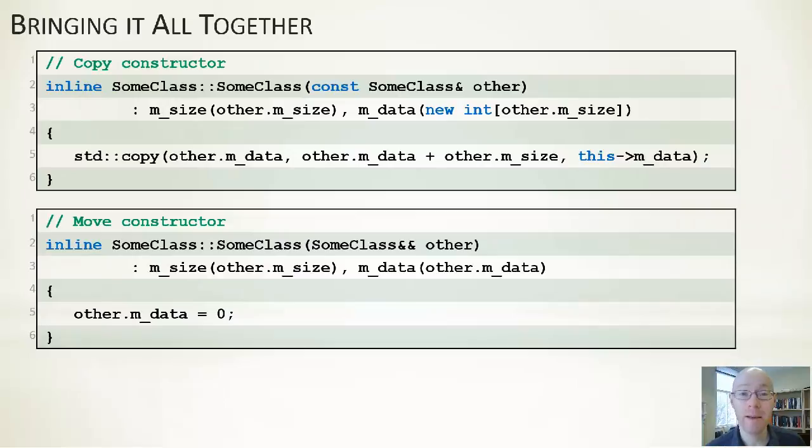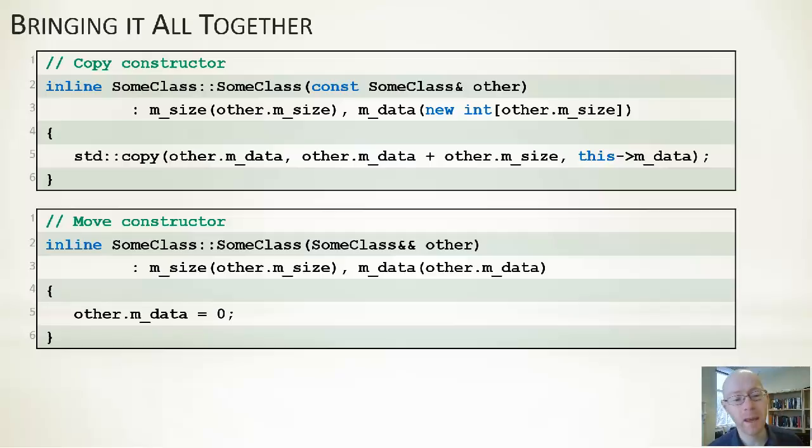For the copy constructor, we can see this here. We pass in a constant reference to another class. We are looking at the other size and setting it to do this, and we're looking at the other, creating a new array of data equal to the other size, and then again line 5 using our copy operation to do so.